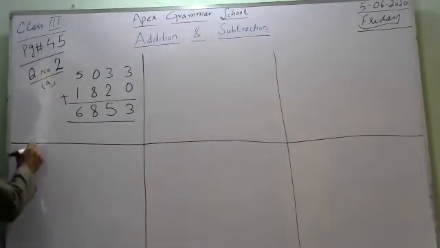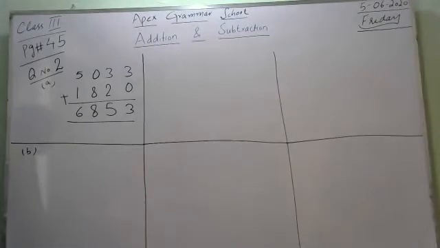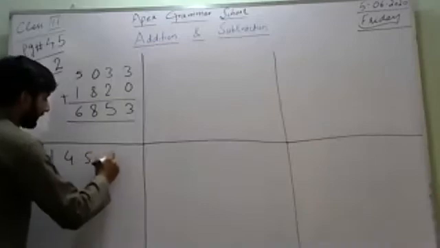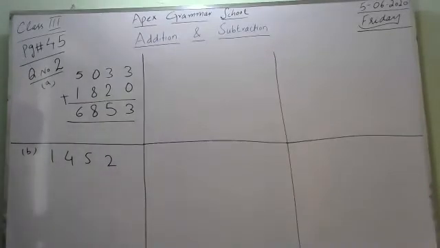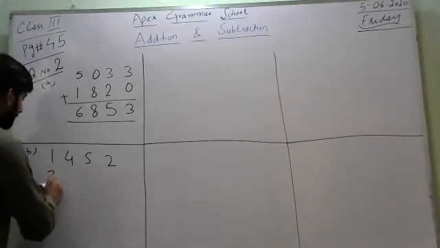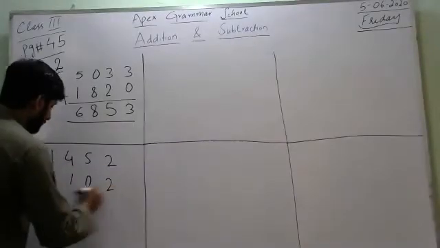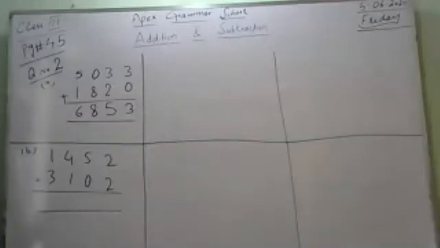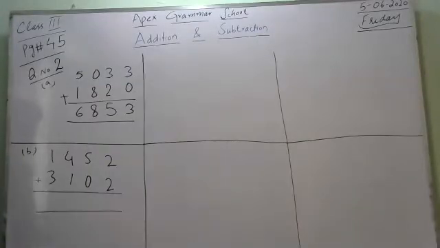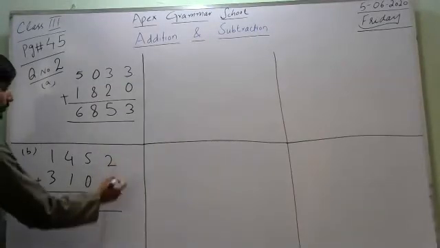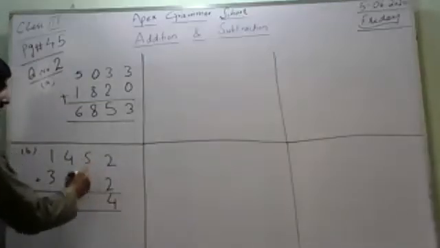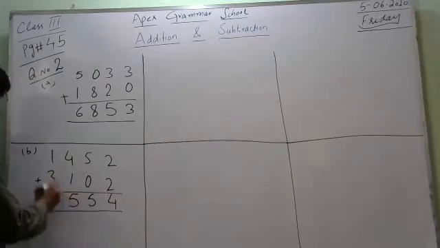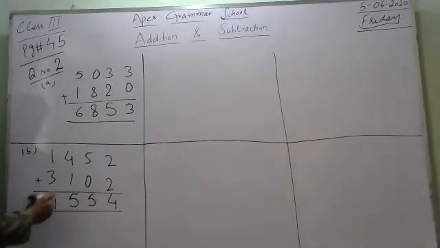B part. 1, 4, 5, 2, and 3, 1, 0, 2. From extreme right side, 2 plus 2, 4, 5 plus 0, 5, 4 plus 1, 5, 1 plus 3, 4.